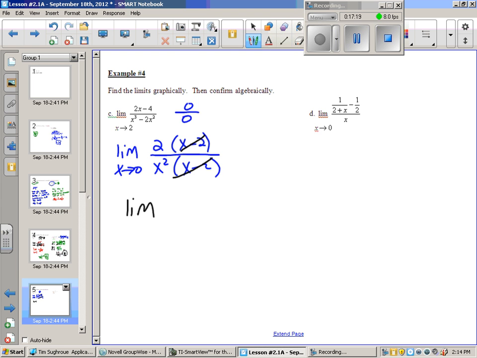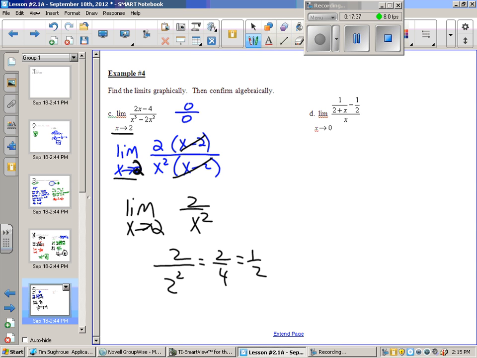The limit as x approaches 2 of 2 over x squared. You have to make sure that you continue that correctly. Plug 2 in, 2 over 2 squared is 2 over 4, or 1/2. Again, we could go check this one in the calculator and see that it approaches 1/2 from the left and from the right. Let's try D.